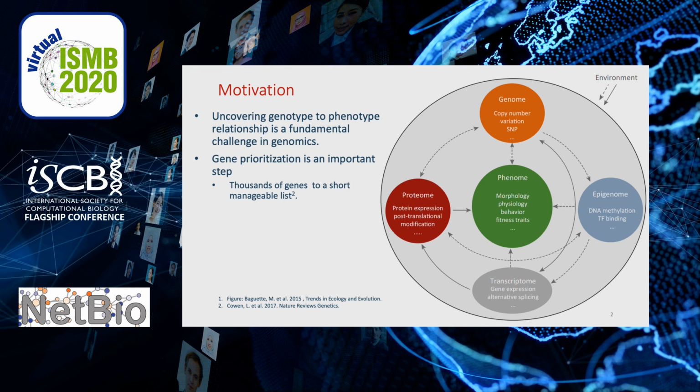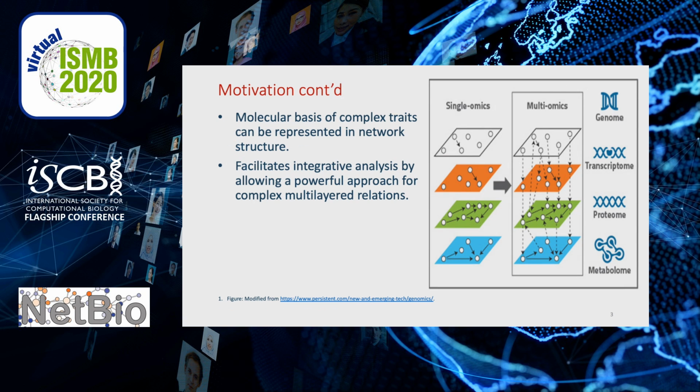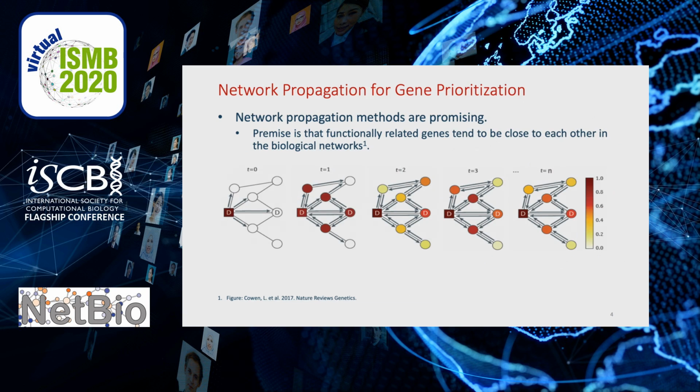Generally, high-throughput technologies such as GWAS generate thousands of potential genes for a given phenotype. A short, manageable list is required for biological experiments for further analysis. Network analysis provides a useful representation of the network structure of the molecular basis of complex traits. Moreover, it facilitates the integrative analysis of multi-omics datasets. And this integrative analysis could address the challenge of uncovering genotype to phenotype relationship.